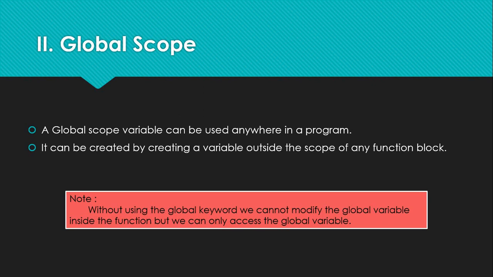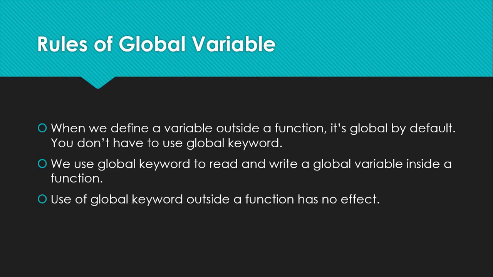And without the keyword global, we cannot modify the global variable inside the function, but you can only access the global variable, and we cannot modify them. If you don't use the keyword global, we cannot modify the global variable inside the function definition. The rules for global variables are as follows. See, when you define a variable outside the function, by default they are global, so we need not use the keyword global. That is the first point.